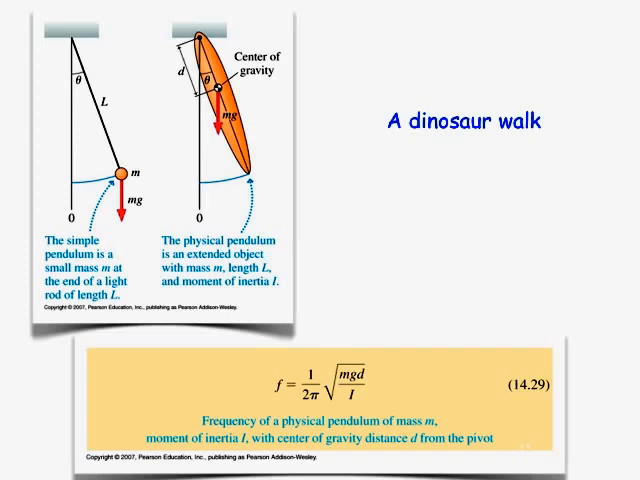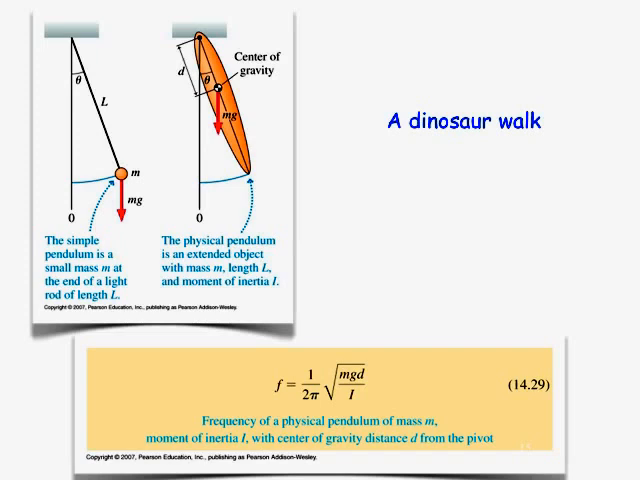The frequency equation for a physical pendulum, an object that has mass distributed along a length, is shown below. The key point is the moment of inertia determines how far the mass is from the pivot point. So the farther the mass is from the pivot point, the less frequently it swings back and forth.